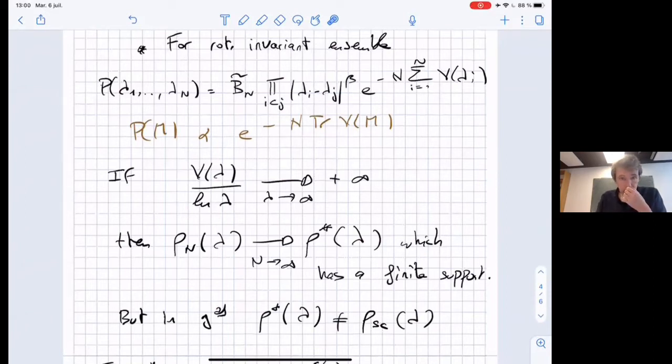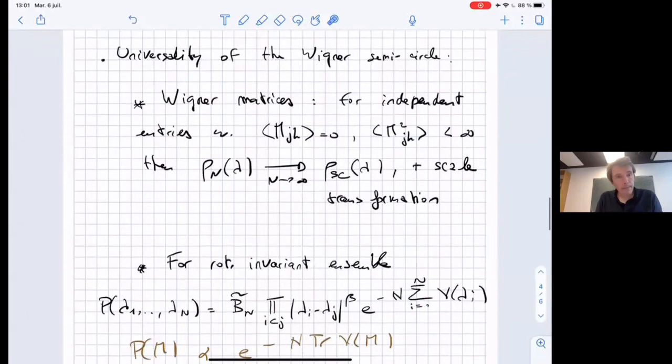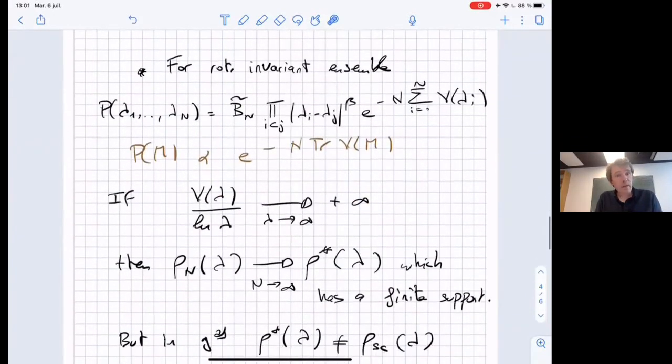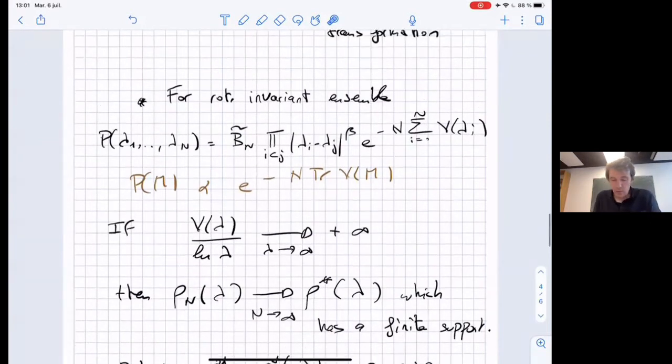What is the difference between Wigner matrices and rotationally invariant? I understand rotationally invariant, but Wigner matrices just have non-zero, non-infinite moments, right? Yes, that's the thing. But then rotationally invariant ensembles also have that. So the main difference is that typically, if you think of a rotationally invariant ensemble, if you want to have a matrix realization of it, then typically the entries will be correlated in some way.